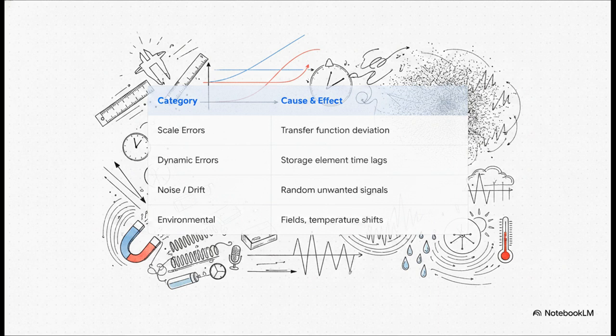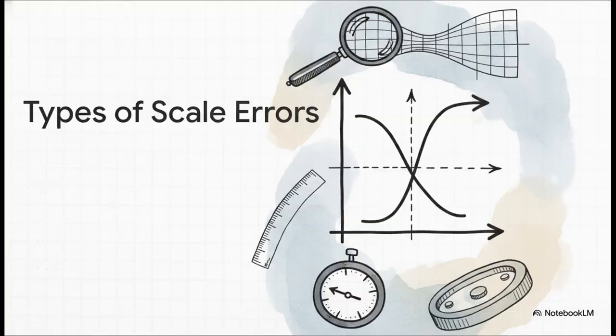First, we have scale errors, where the device just deviates from its transfer function. Then, dynamic errors. These happen when the physical input changes rapidly, but internal components cause a time lag. Next is noise and drift, which are just random, unwanted signals that contaminate the output. And finally, environmental influences. This is where stray electromagnetic fields, humidity, or ambient temperature shifts totally mess with our device's accuracy. Actually, let's briefly touch upon how scale errors uniquely manifest, because they're pretty fascinating.